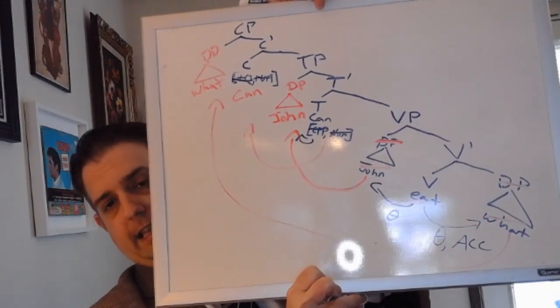And then finally, we're going to grab what from down low, and we will raise it all the way into this highest position. And they will satisfy each other's WH features. And that is the derivation of the sentence, what can John eat?